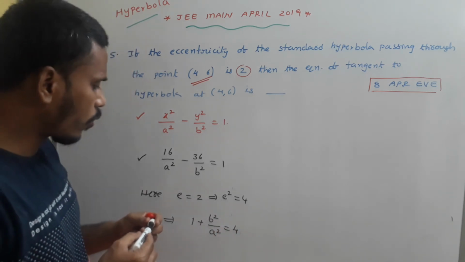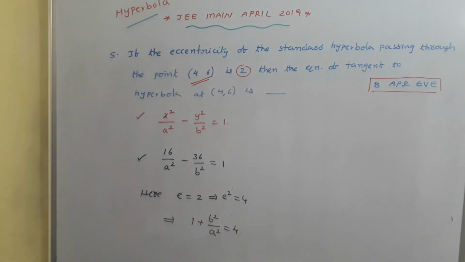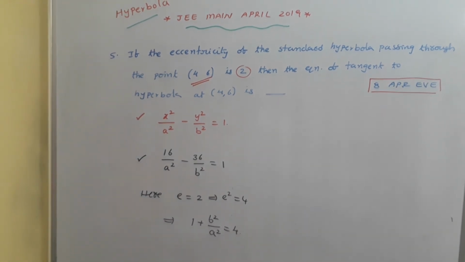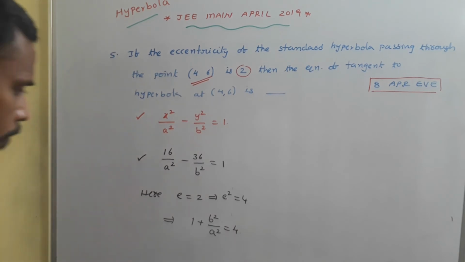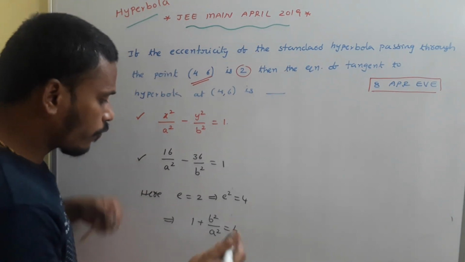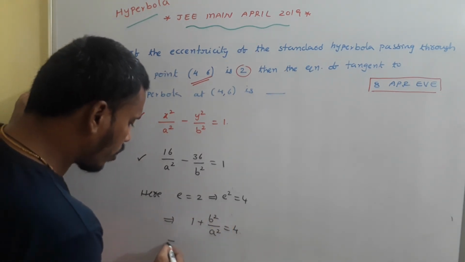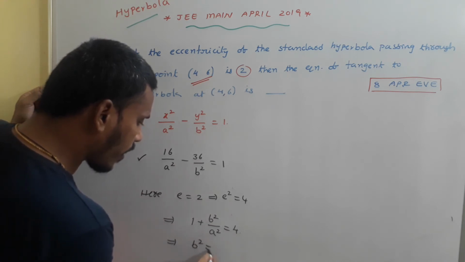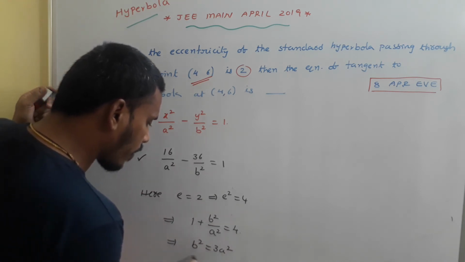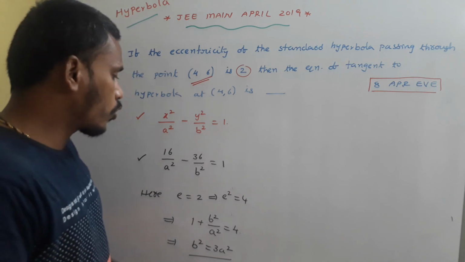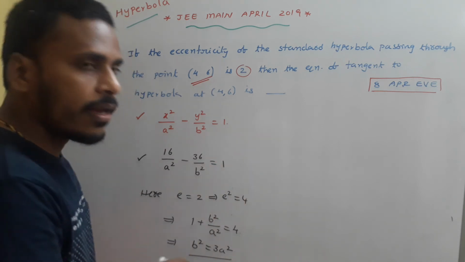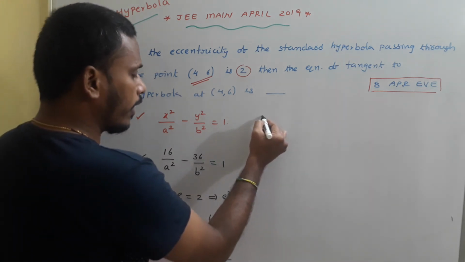Then from these things, how to find a and b? Just have a look. So 1 + b²/a² = 4. 4 minus 1 is 3. So this implies b² = 3a². Use this b² = 3a² here. You will get a and then b, everything.